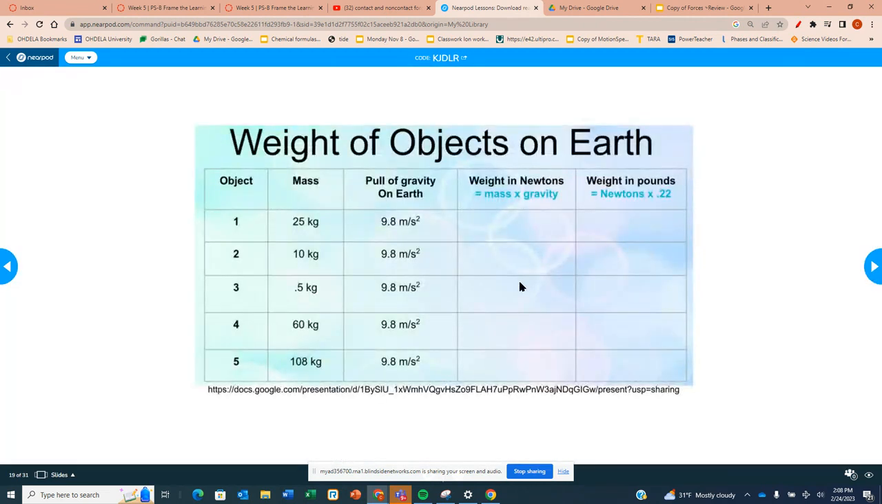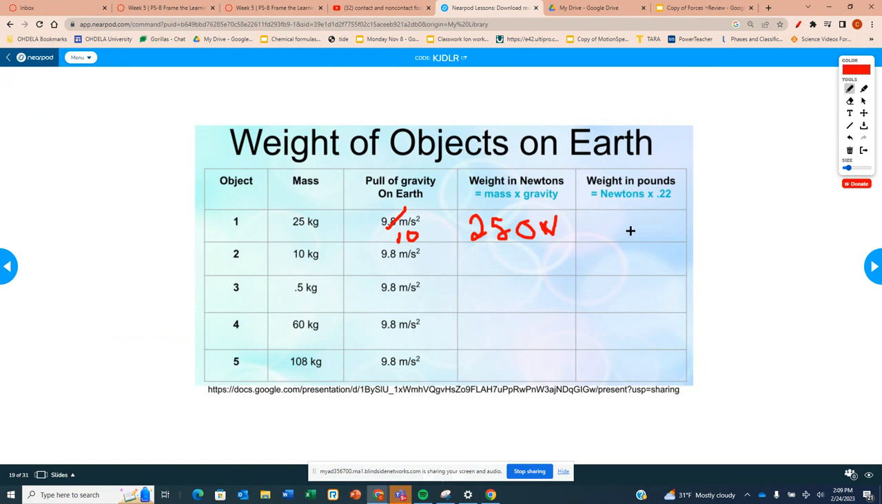All right, so let's take a look at some of these objects here. If we are going to measure the mass, I'm going to make this closer to 10 just so I can do this in my head. So if the mass is 25 kilograms, this is going to be 250 newtons.